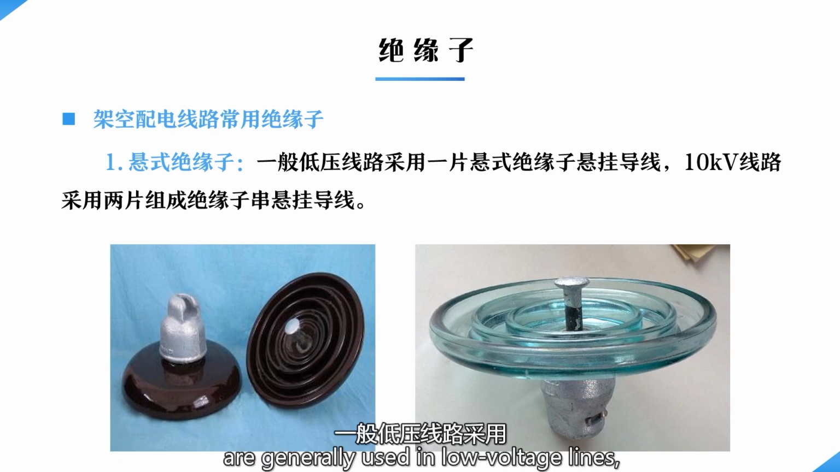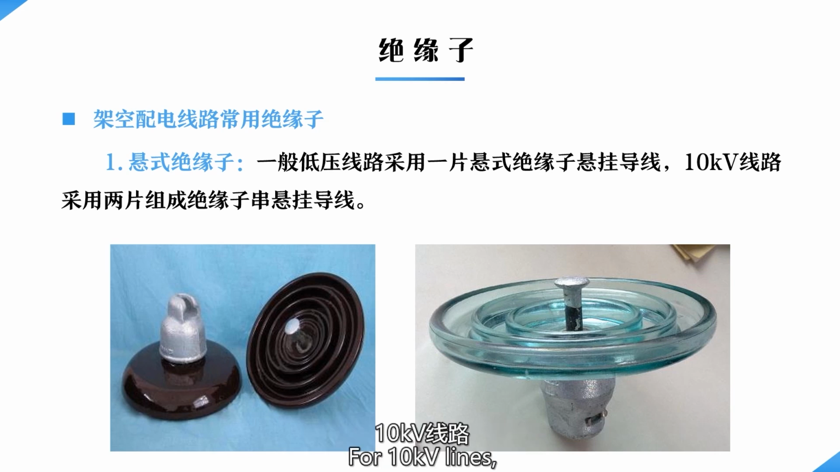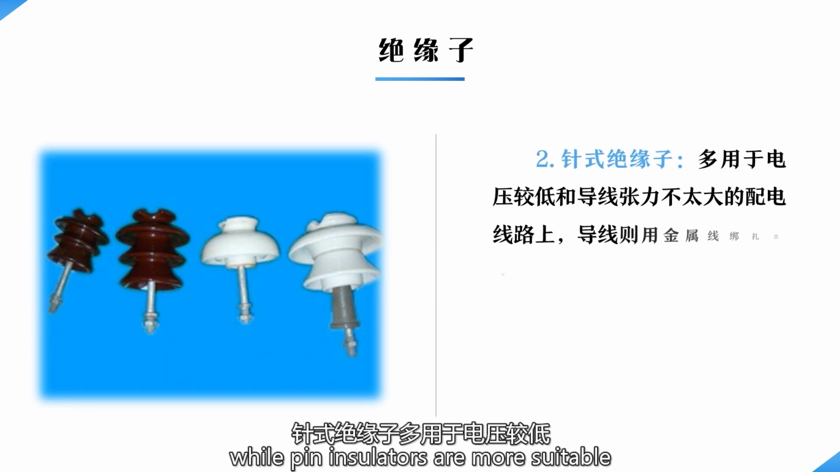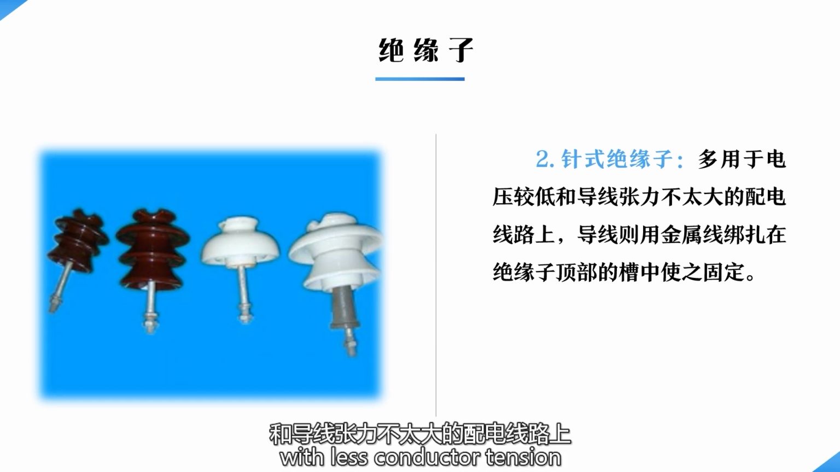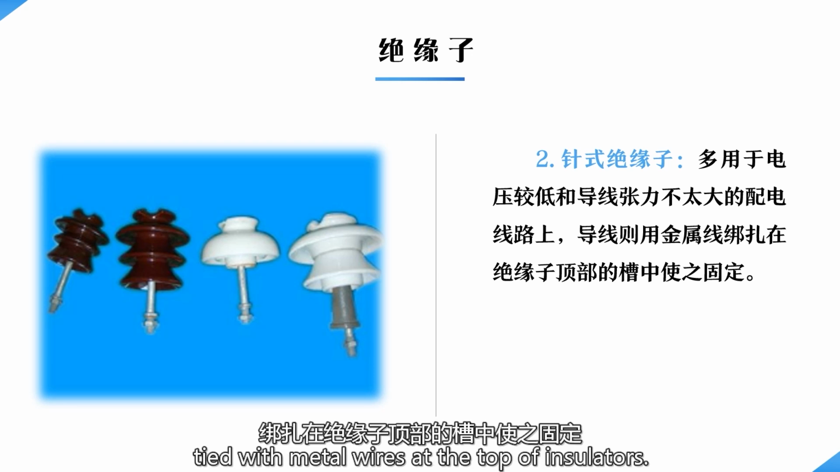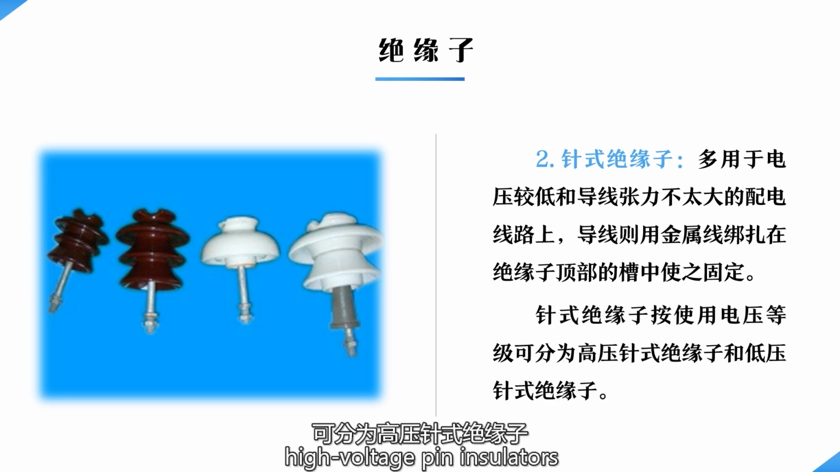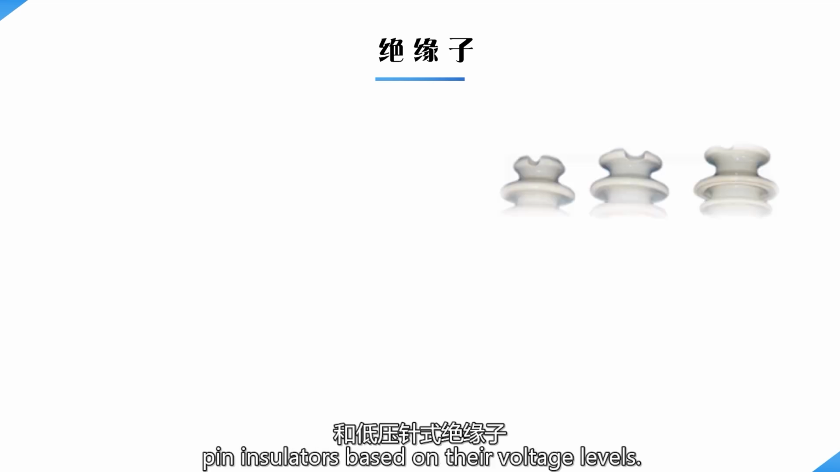Suspension insulators are generally used in low-voltage lines. A single suspension insulator suspends a conductor for 10 kV lines. A string of two insulators is used to suspend the conductor, while pin insulators are more suitable for low-voltage lines with less conductor tension. Conductors are usually tied with metal wires at the top of insulators. Pin insulators can be divided into high-voltage pin insulators and low-voltage pin insulators based on their voltage level.